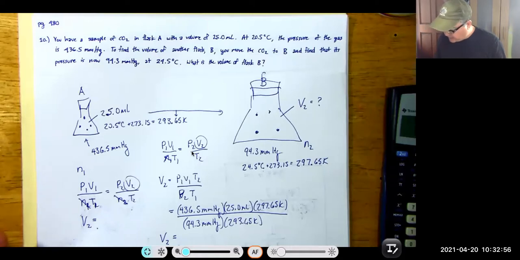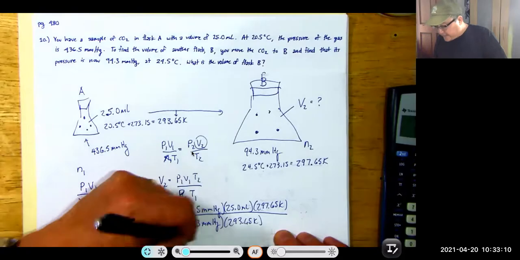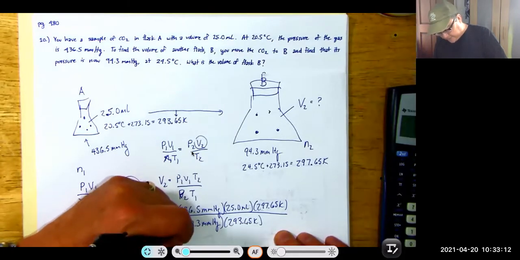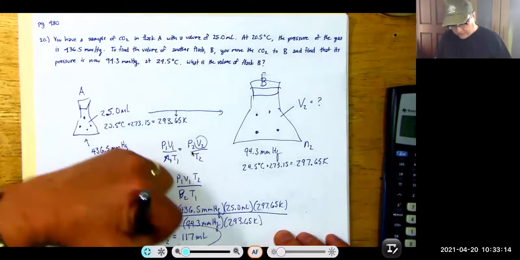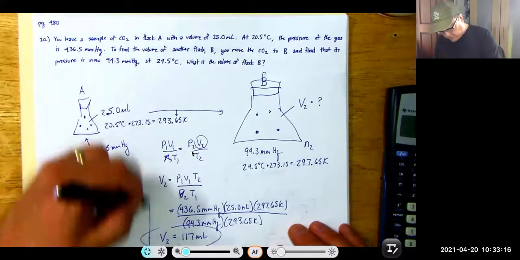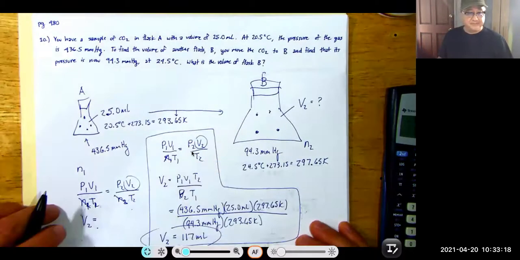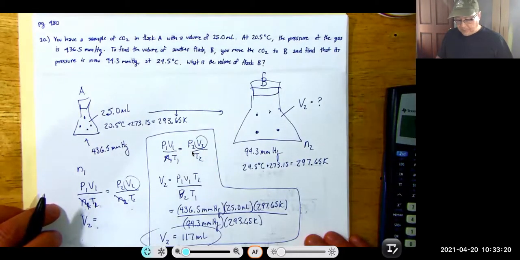436.5 times 25 times 297.65 divided by 94.3 divided by 293.65. And I get 117 milliliters. So I would expect to see all of this work for this answer.